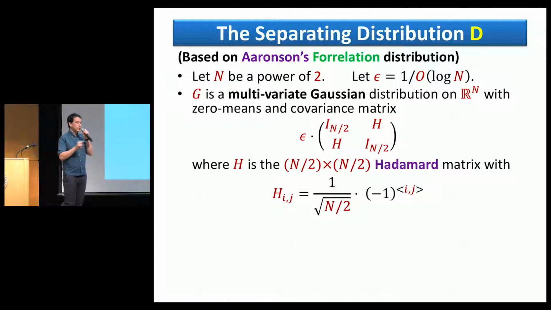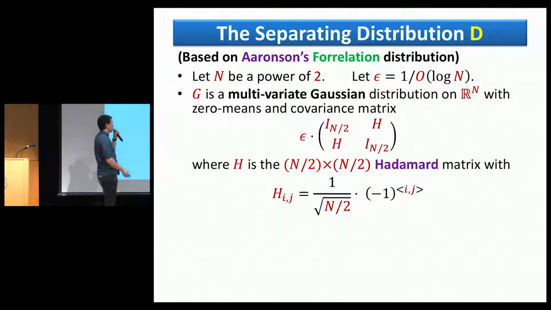So basically, the correlation between the x part and itself, there are no correlations. There is some correlation between the x part and the y part, according to this Hadamard matrix. And what is this Hadamard matrix? It's this n over 2 by n over 2 matrix, whose ijth entry equals 1 over square root n over 2 times -1 to the inner product of the index i and the index j. I think of both i and j as binary representations, and take their inner product modulo 2.